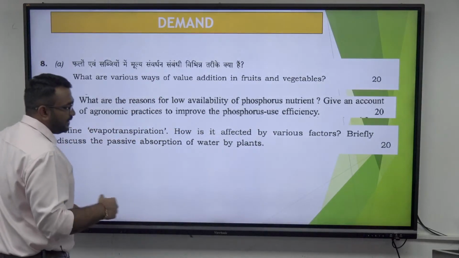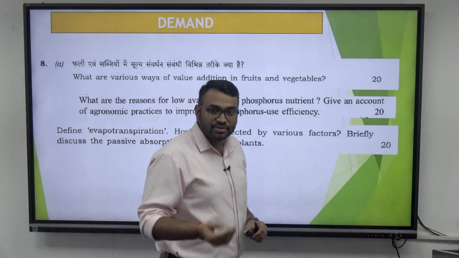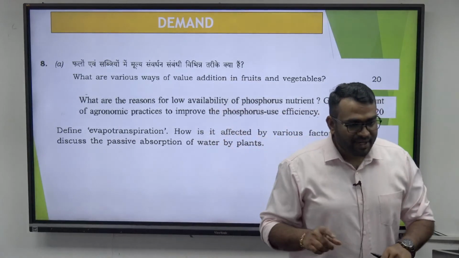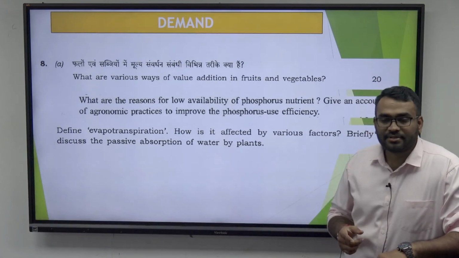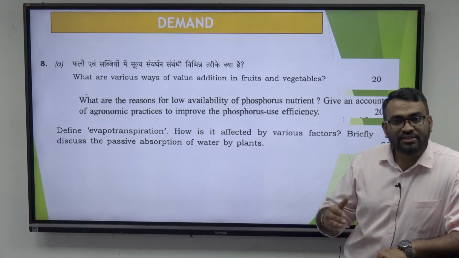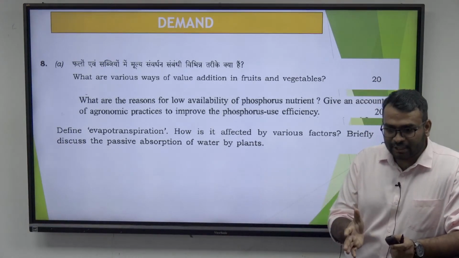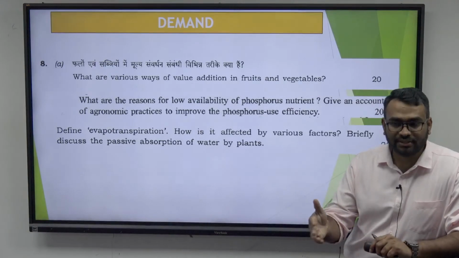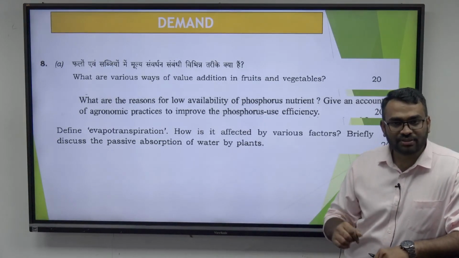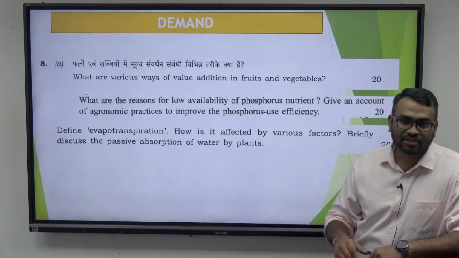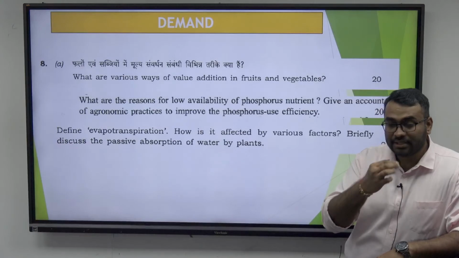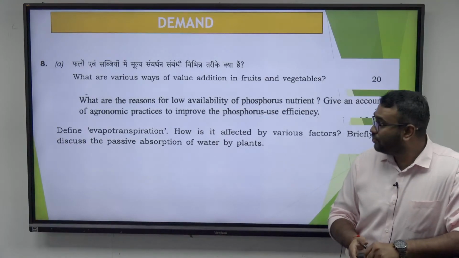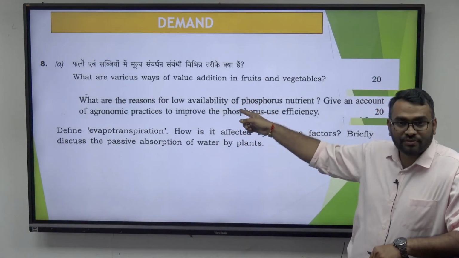Value addition means there are different types, different processes we have. For example, addition of sugar is one. Then we can go for jams, jellies, marmalades. Within these processing techniques, we have different things. For example, sun drying, pickling, and then mechanized forms, like conversion into juice or frozen products. Those are also examples of value addition.